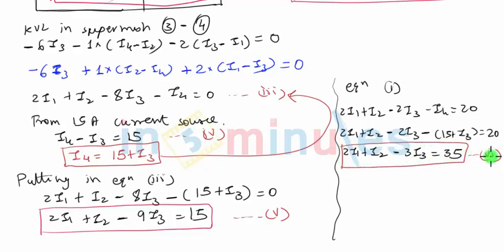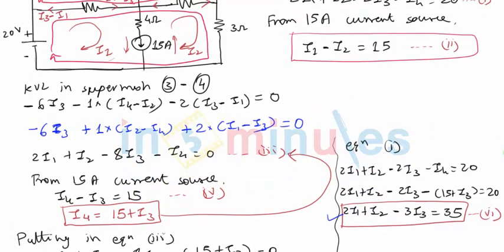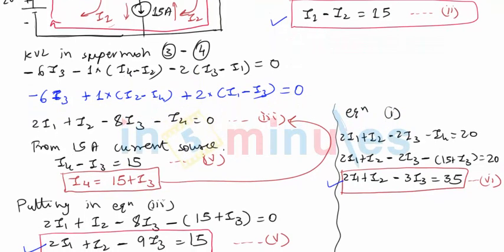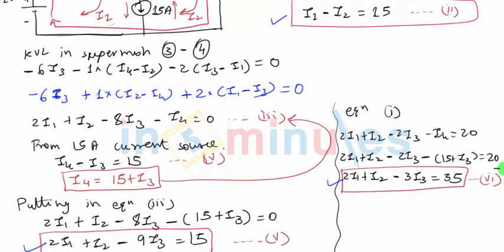Now if you look at equation number 6, which is in the form of i1, i2, i3, equation number 5, which is also in the form of i1, i2, i3, and equation 2, which is in the form of i1 and i2, I can solve these three equations simultaneously, and I will get the values of i1, i2, and i3. And then once I know i3, I can find out i4 also.